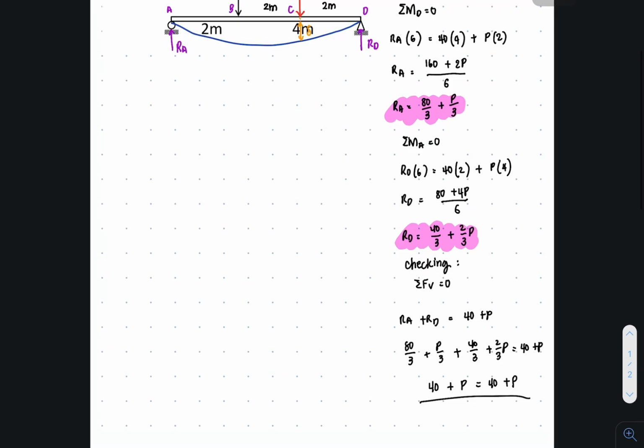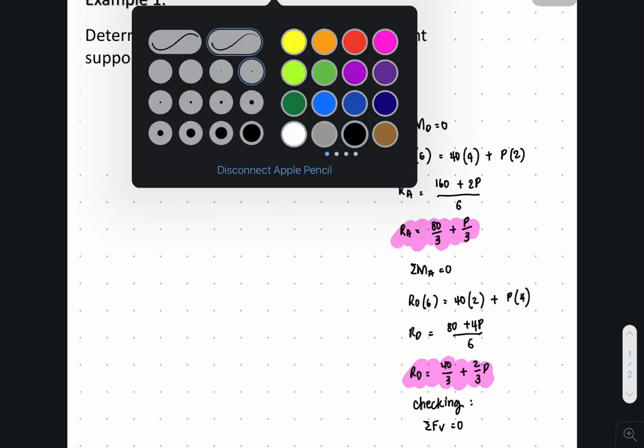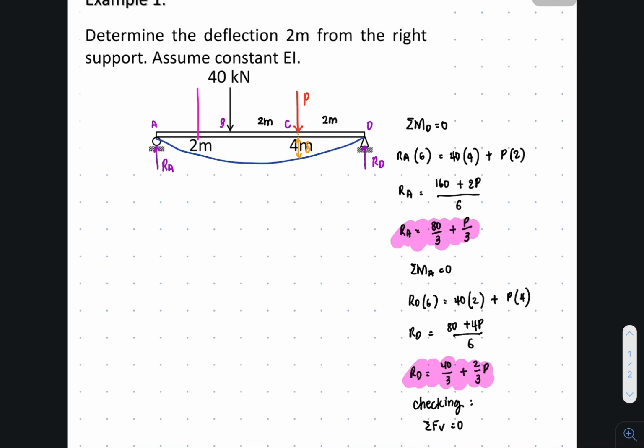So this time, since we have validated that our reactions are correct, we can now proceed in getting the segment. So we're gonna cut the beam, or the segment AB. Basically we're just going to follow what we did from the virtual work method. But in this case, it's a shortcut method where you don't have to draw another virtual beam anymore. Instead, we place the P immediately at the point where deflection is asked.